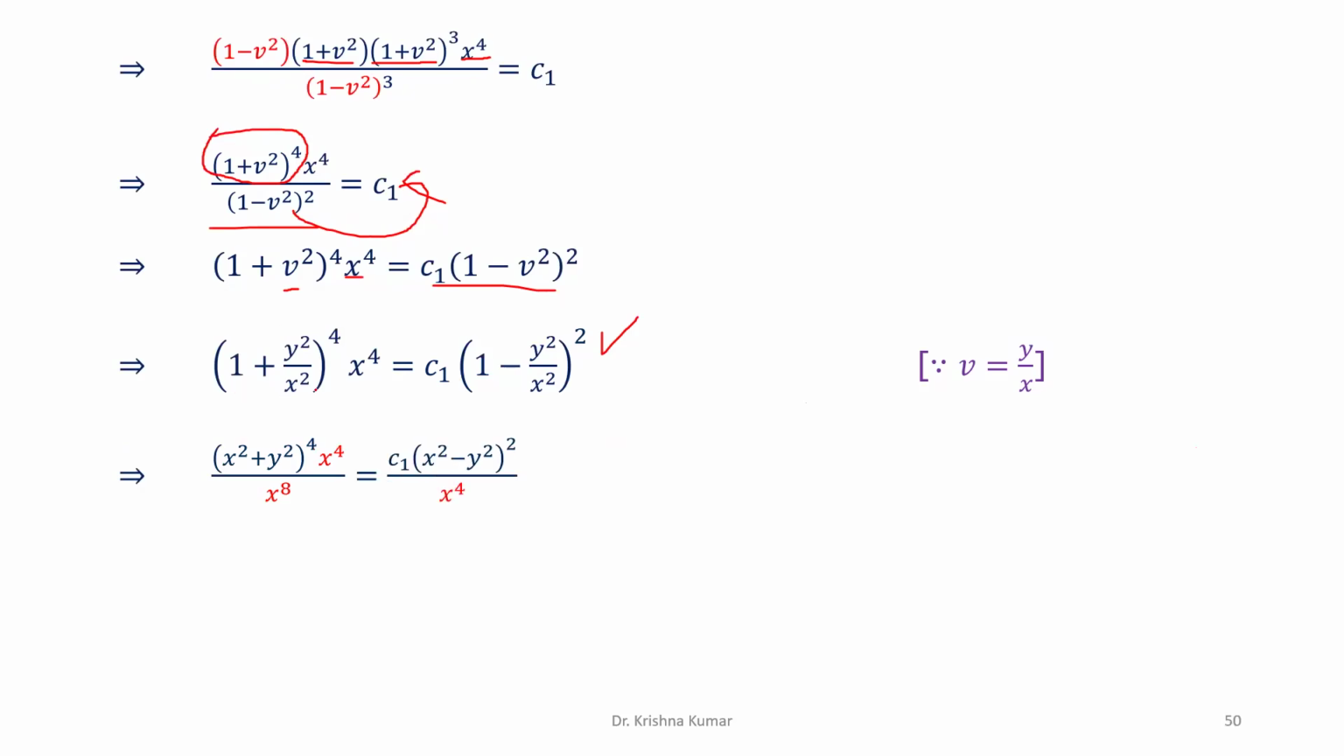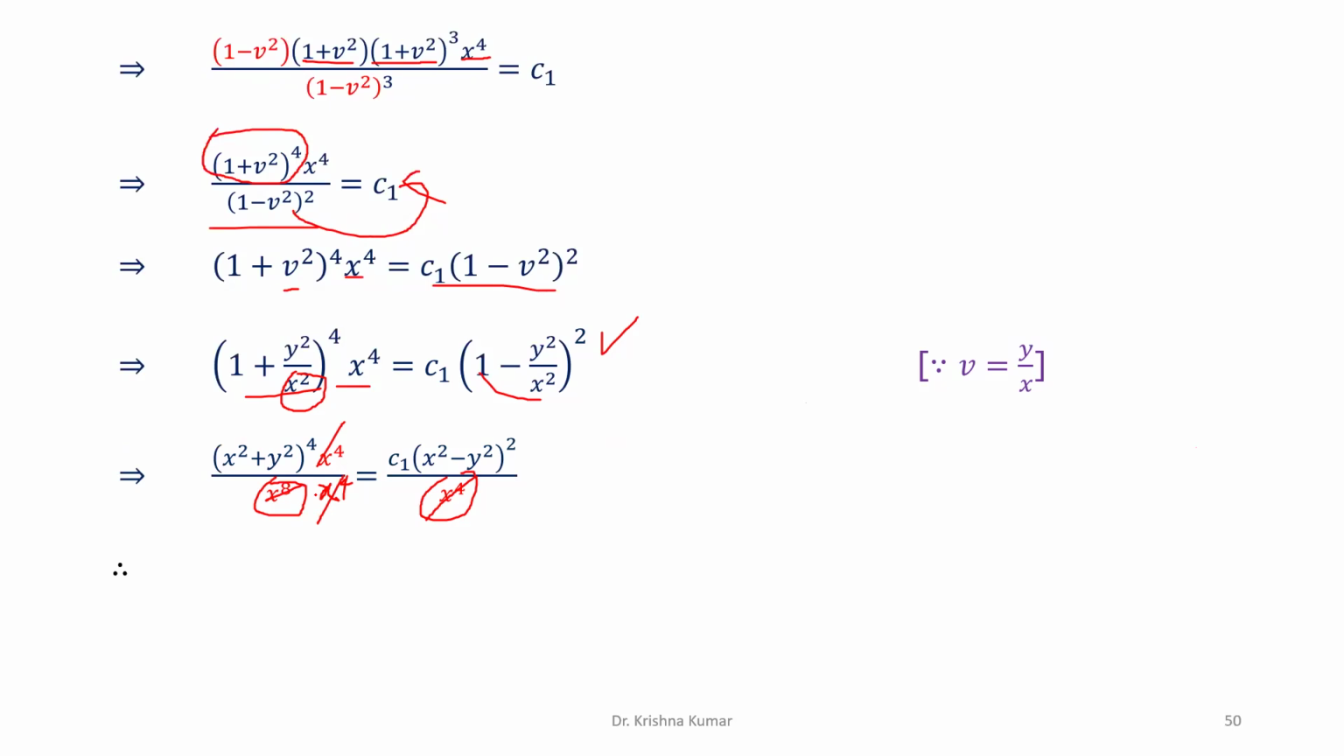So if we write down, the LCM of this part is x square. So x square plus y square whole to the power 4, and x square to the power 4 means x to the power 8 in the denominator, and this x to the power 4, which is equal to C1, this is x square minus y square whole square upon x to the power 4. So this x to the power 4 and this x to the power 4 will become x to the power, again 4, and this x to the power 4 and x to the power 4 will cancel.